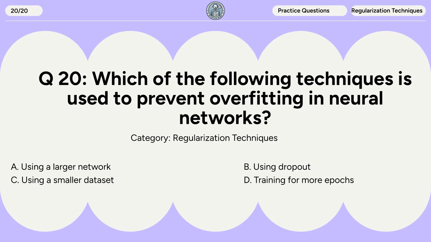Question 20. Which of the following techniques is used to prevent overfitting in neural networks? A. Using a larger network. B. Using dropout. C. Using a smaller dataset. D. Training for more epochs.